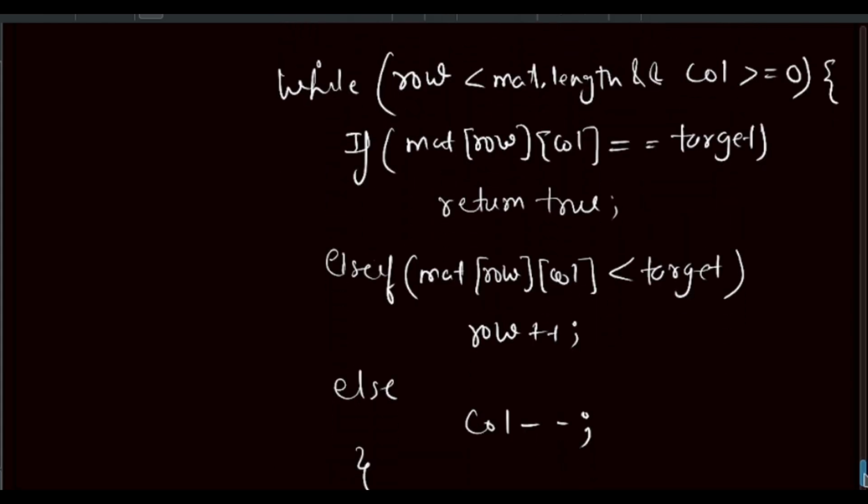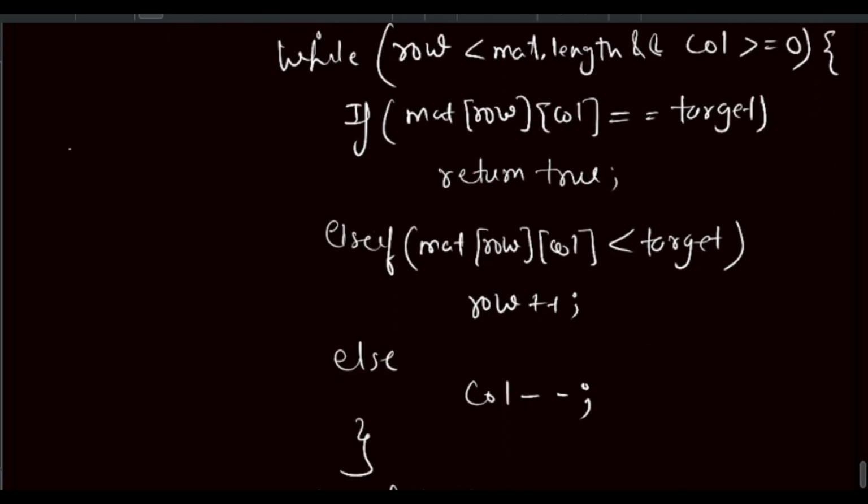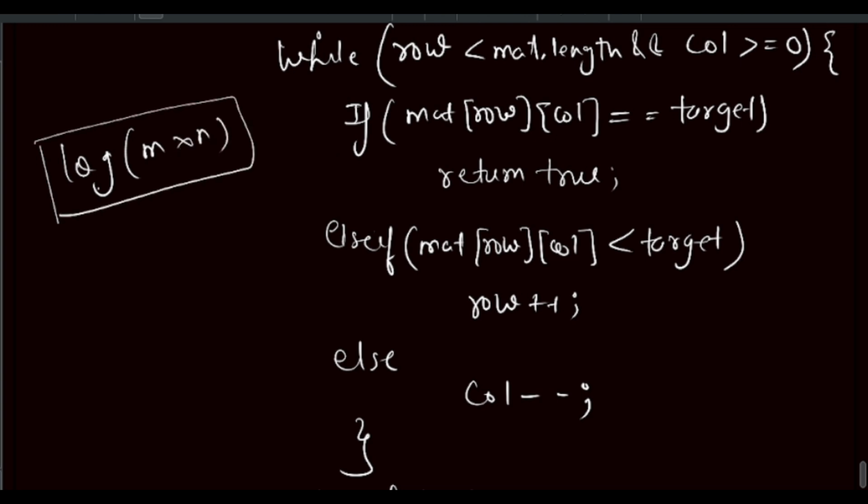So this is a very interesting code of searching in a 2D array, which takes log of m into n number of steps, where m is the number of columns and n is the number of rows in your matrix. So I want you to iterate it. I want you to do a dry run of it. It's a very interesting one.